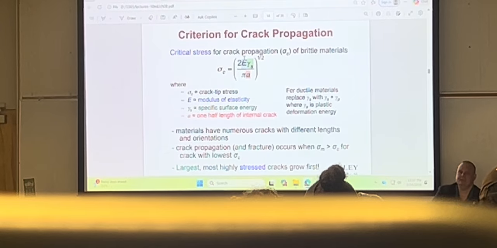So imagine when you're forming a crack, the crack propagates, and essentially you have two surfaces, and each surface has surface energy associated with it. Okay? You are creating new surfaces, so you're putting in the work to create the surface. That's why there's a number 2 here, because there are two surfaces. A is the crack length, pi is just pi.